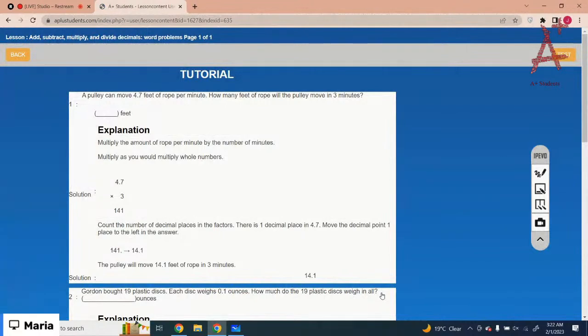Okay, let's start with the first question. Let me read the question. Just listen to me carefully. A pulley can move 4.7 feet of rope per minute. How many feet of rope will the pulley move in 3 minutes? So in 1 minute the pulley moves 4.7 feet. Got it? You have to calculate how much it moves after 3 minutes. So basically you have to do 4.7 times 3. Got it?